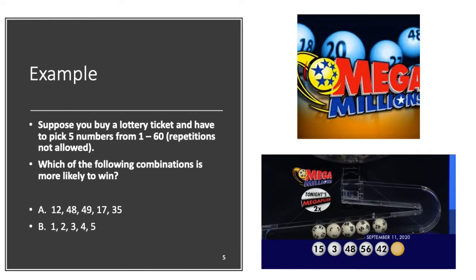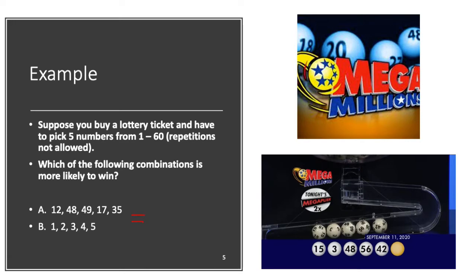For the most part, we understand that the probabilities of these two events are exactly the same. The probability of the first ball being selected being 12 is 1 out of 60. The probability of the first ball being selected being a 1 is also 1 out of 60. The probability of the second ball being 48 is 1 out of 59. And the probability of the second ball being 2 is also 1 out of 59. Therefore, A and B have exactly the same probability of occurrence.